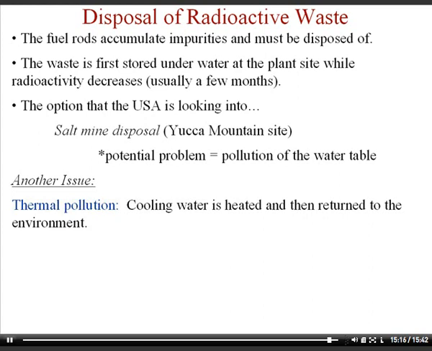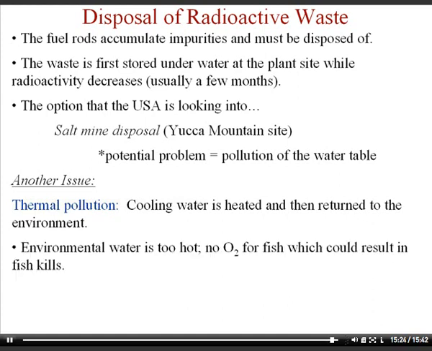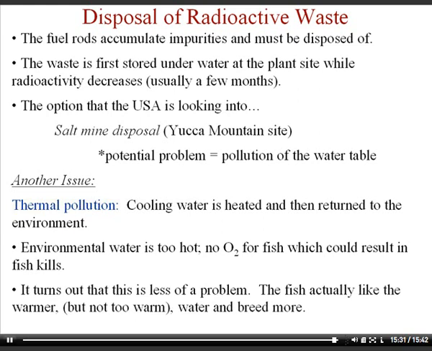Another issue is thermal pollution. Like I said, Clinton Nuclear Power Plant puts all their hot water into the lake, and so the cooling water is heated, and then when it returns to the environment it might cause the oxygen to come out of the water because it gets too hot, and then the fish could die because they don't have anything to breathe. And it turns out that this issue is actually less of a problem. The fish at Clinton Lake actually like the warmer water, so they spawn more and they have more fishies. So that's basically the disposal of radioactive waste in nuclear reactions.